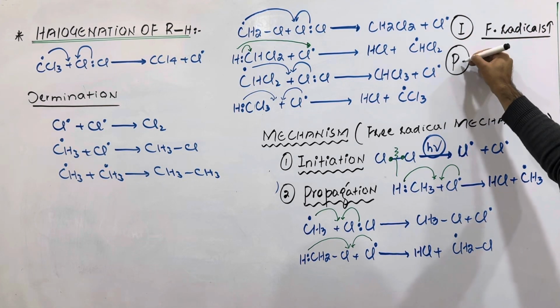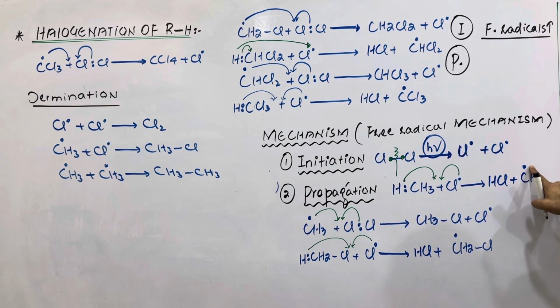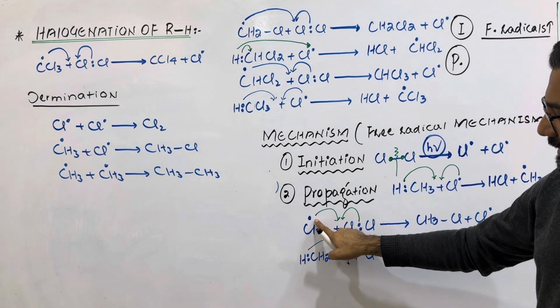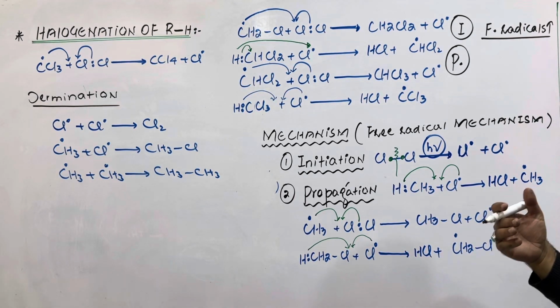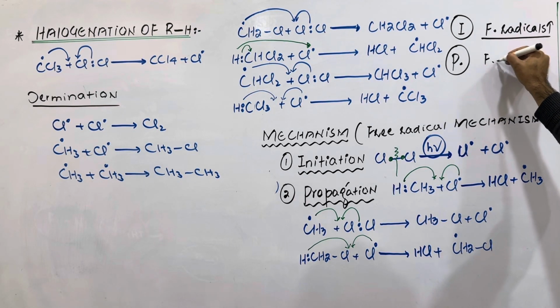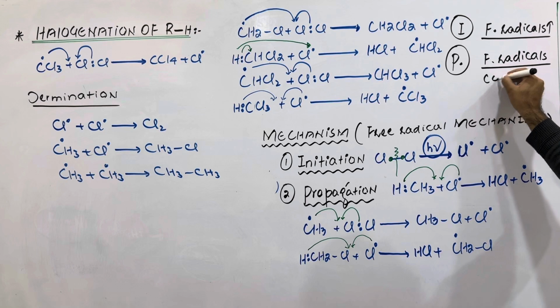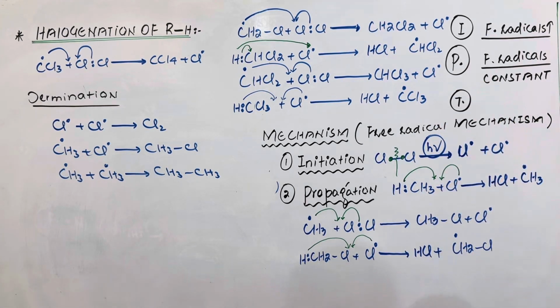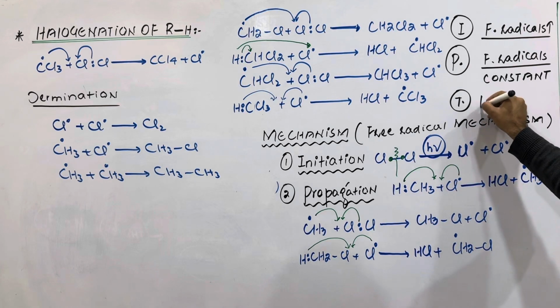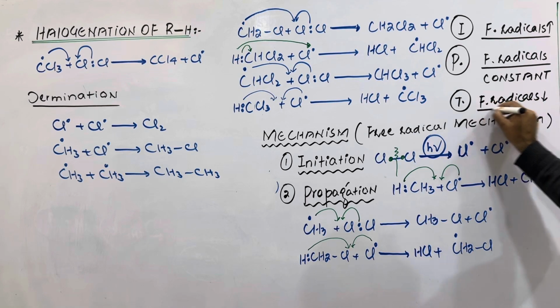During propagation, the second step, you can see that one free radical is used, one is produced. In every step, one free radical is used and one is produced. So the number of free radicals will remain constant in the propagation. And last is the termination. It is the step in which the free radicals are changed to molecules. So during termination, the number of free radicals is reduced.